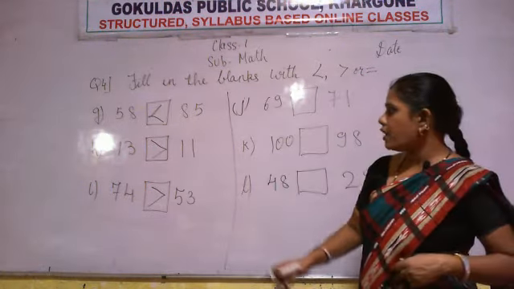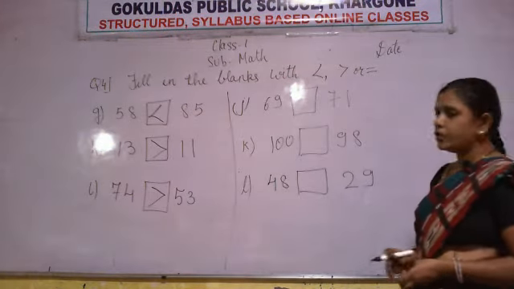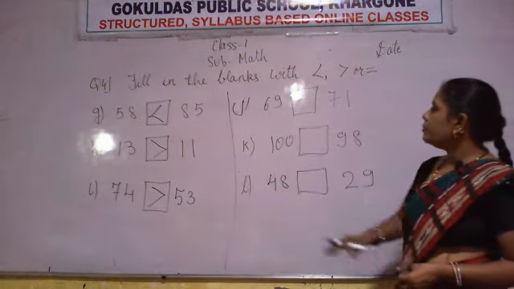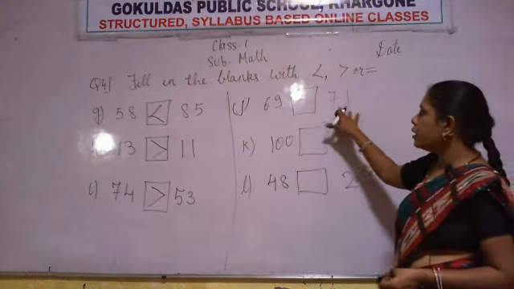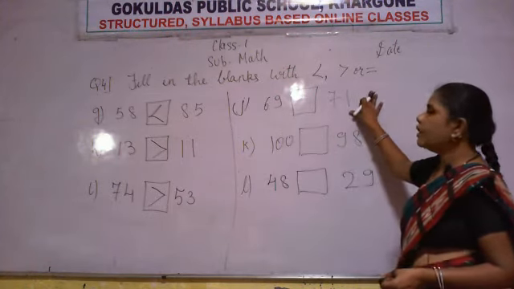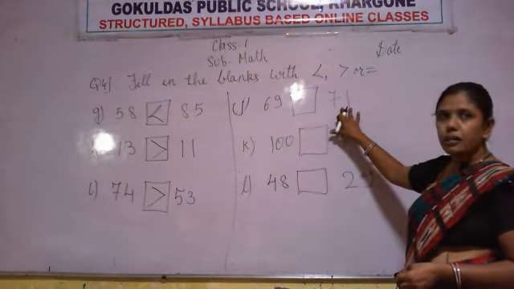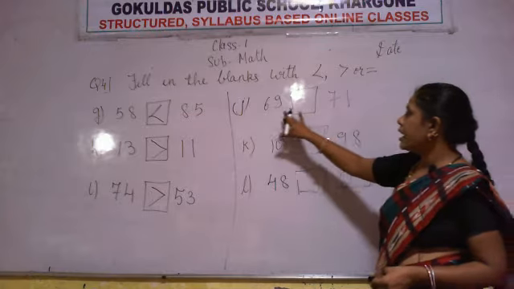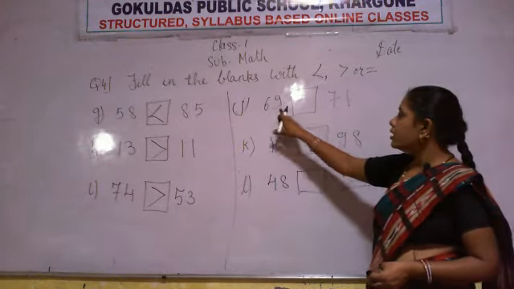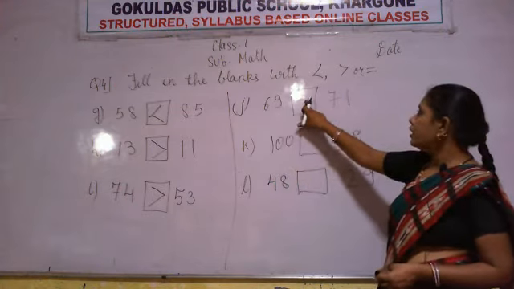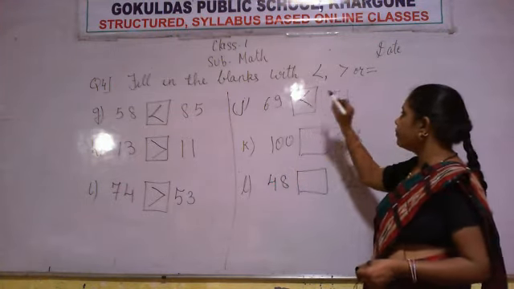I hope you all have put the correct symbol. Okay. Now check the next question. The numbers are 69 and 71. 69 is the smaller number and 71 is the bigger number. So this is the smaller number. Therefore, in the box, which symbol will come? The symbol of less than.